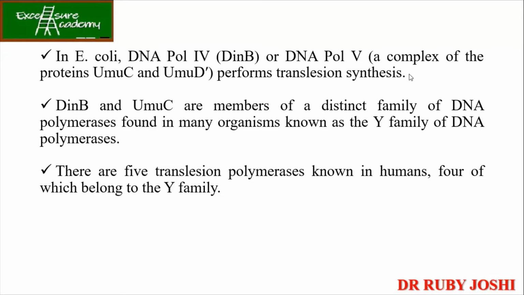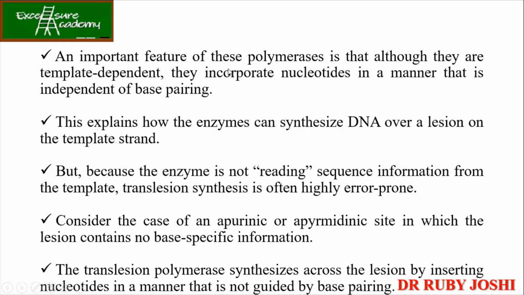Okay. An important feature of these polymerases is that although they are template dependent, they incorporate nucleotides in a manner that is independent of base pairing. So they have added randomly, okay? So this explains how the enzymes can synthesize DNA over a lesion on the template strand. Because it is not reading the template, it is not reading the sequence, and hence it can add randomly.